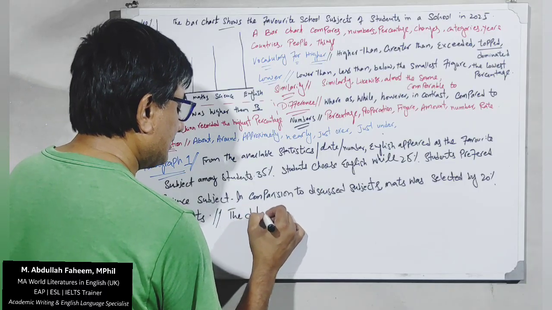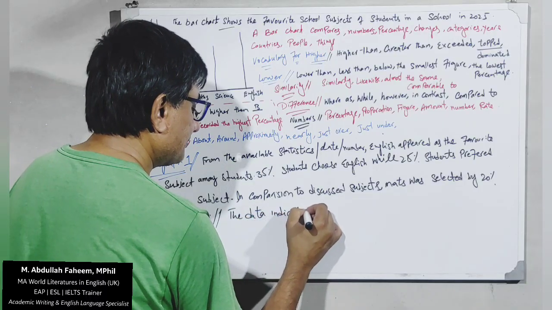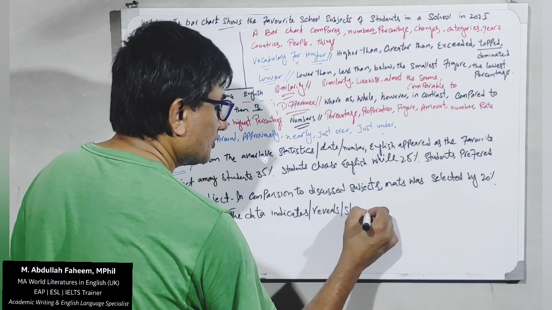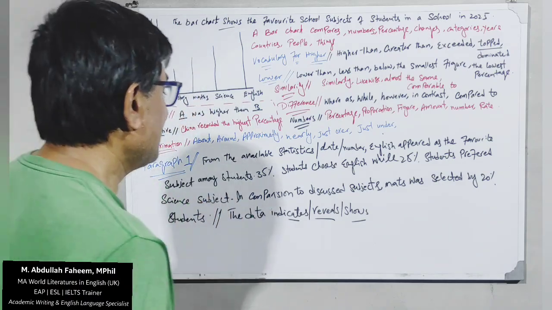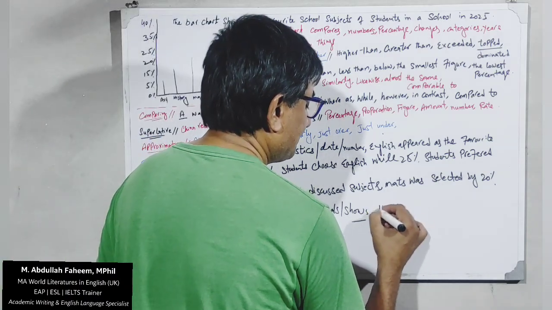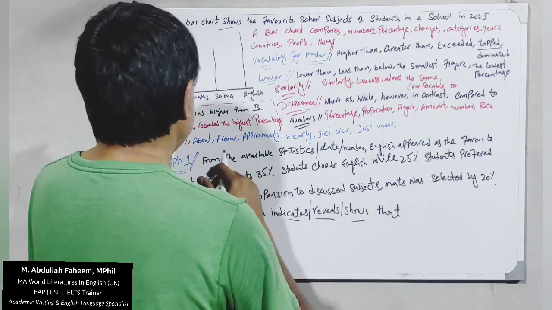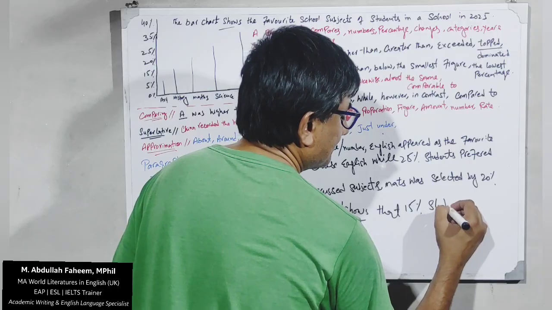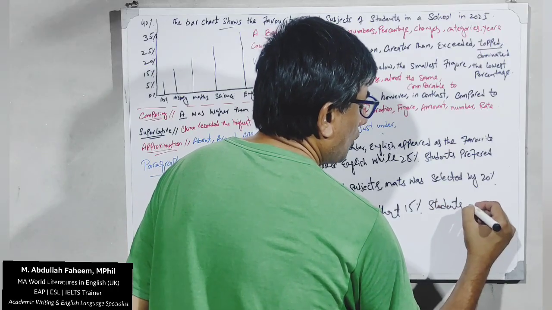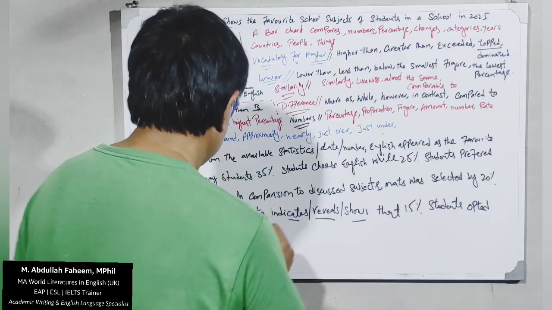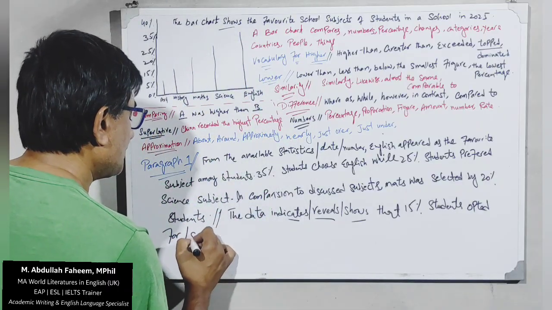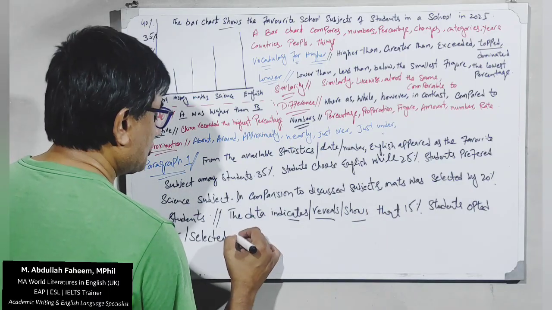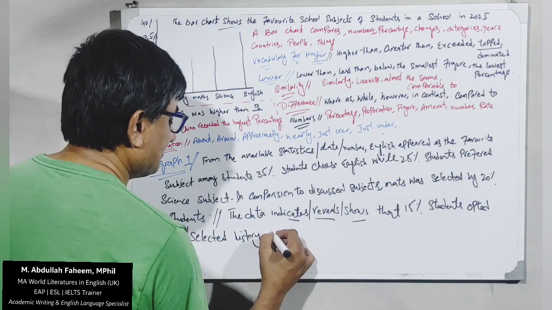The data indicates, reveals, shows, whatever word you want to choose. The data indicates that 15% students opted for history, और selected, दोनों में से जो भी word, any word you can choose, selected history subject.